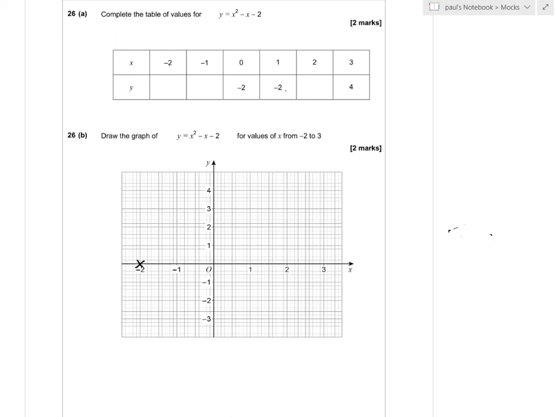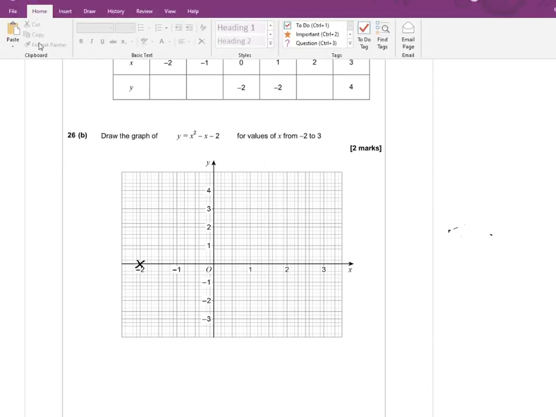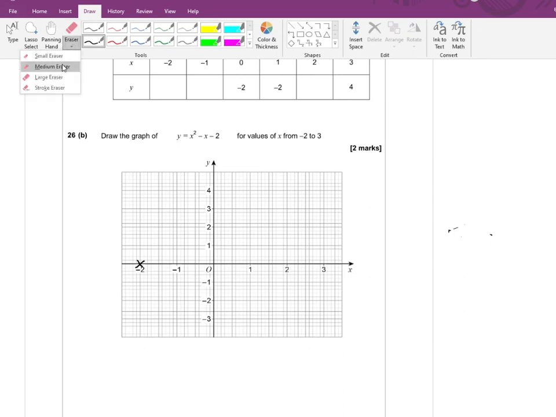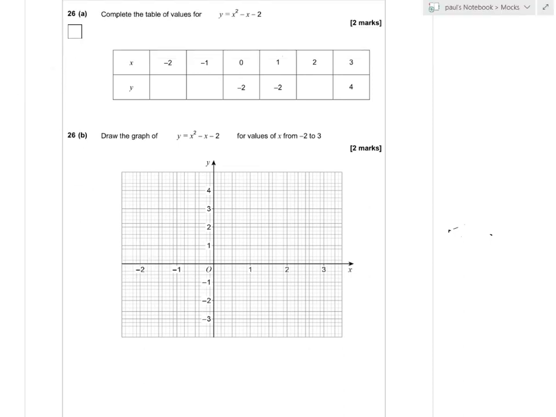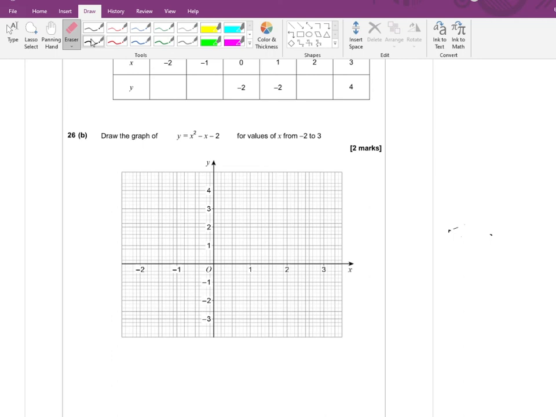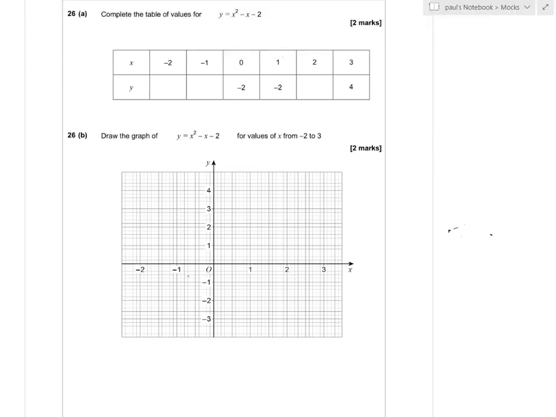1 gives minus 2. Oh, what's that? Put it in the wrong place. Okay, so do that again. 0, minus 2 there. And 1, minus 2 is there. And we've got 3 and 4. 3 and 4 up there.